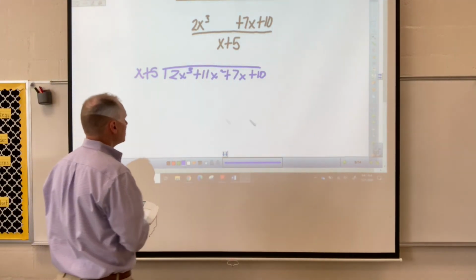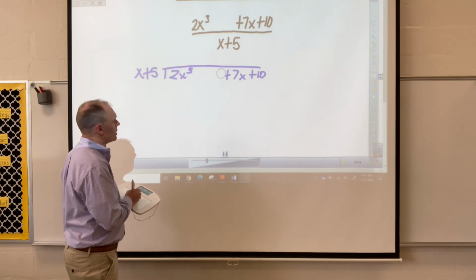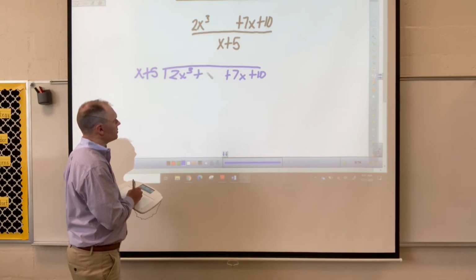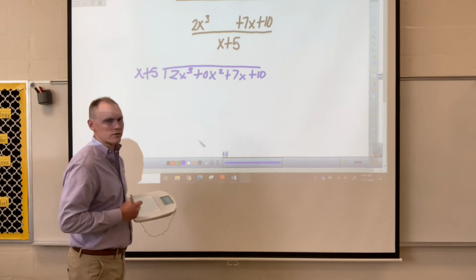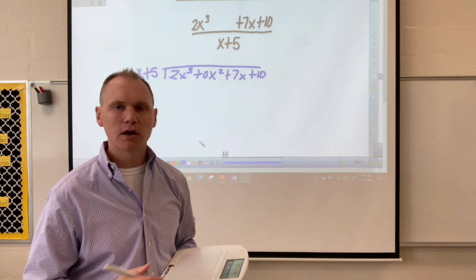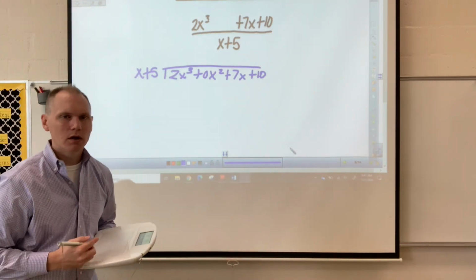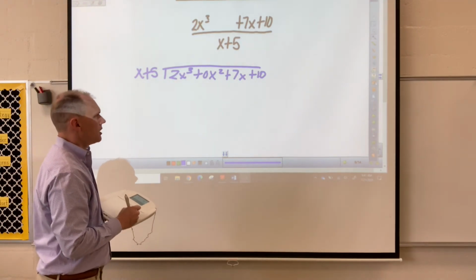What I recommend is, if that's the case, go ahead and put that term, just put a 0 in front of it. We call it a placeholder. So go ahead and put that placeholder in if you're ever missing terms as you go down in power. So hopefully that makes sense.